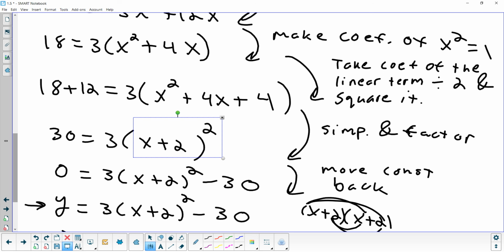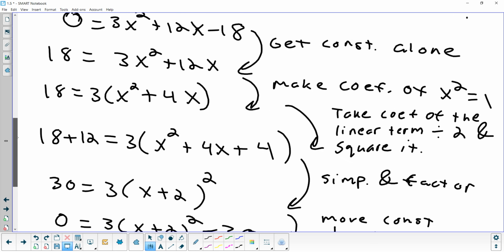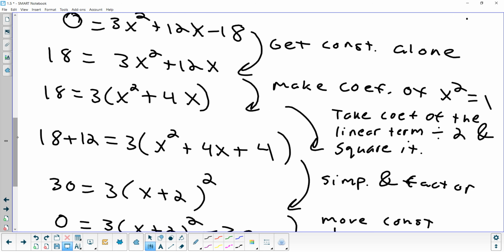Where did the 4 come from in the first place? We took the coefficient of the linear term, divided it by 2, and squared it. So there's the coefficient of the linear term. I divided it in half, and then I squared it. Okay. That's the magic trick that makes this factor nicely. That's the completing the square part.